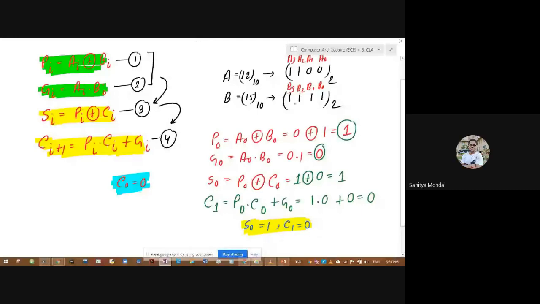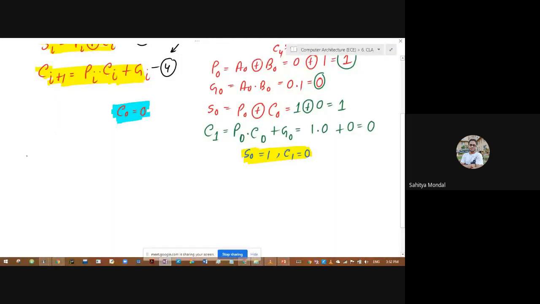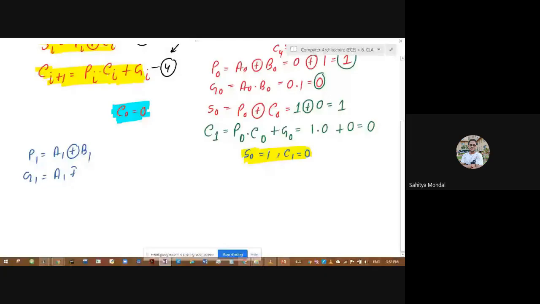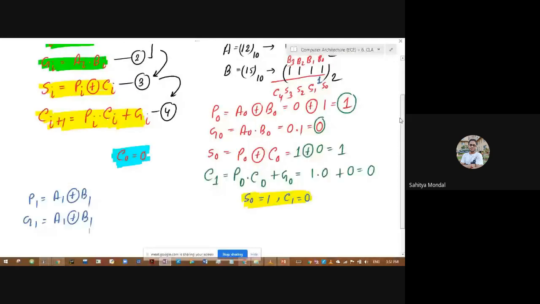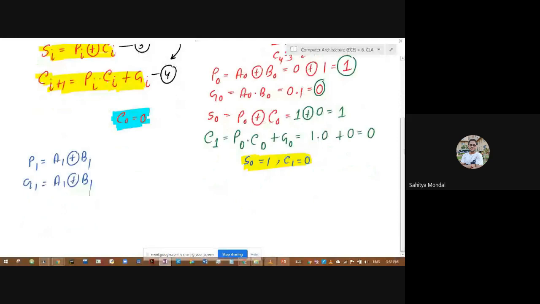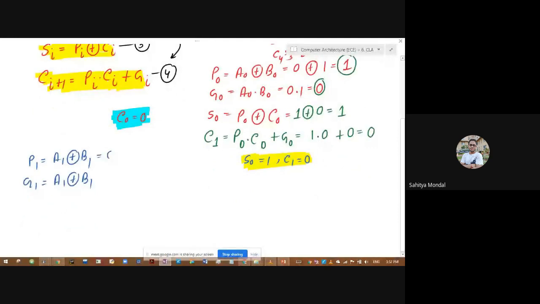So I am also writing this: this will be my S0, this will be my S1, S2, S3. What is the next one? That is going to the first P1. P1 will be A1 XOR B1. G1 will be A1 AND B1. Now, 0 XOR 1, the result is 1. 0 AND 1, the result is 0.